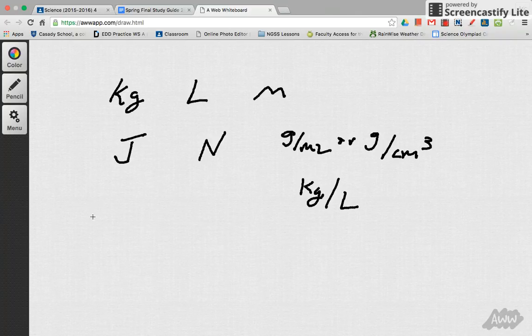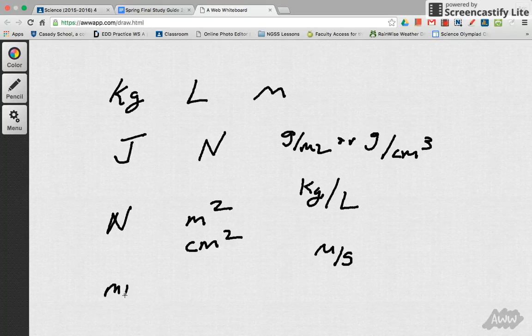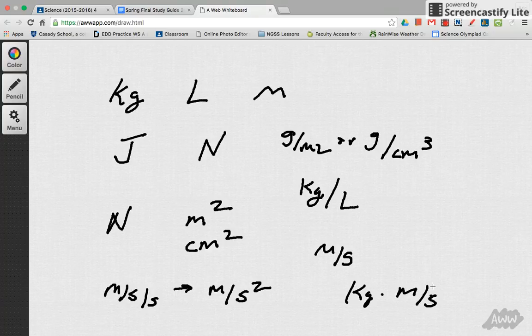Now we're on weight. Weight would be a force, and so weight is measured in newtons. Area is typically something squared, like a length squared, like a meter squared or a centimeter squared. But the idea here is it's a squared unit for area. Speed is meters per second. Acceleration is meters per second squared. And then our momentum we just talked about, but that's a kilogram times a meter per second. So those are all the units you'll want to have.